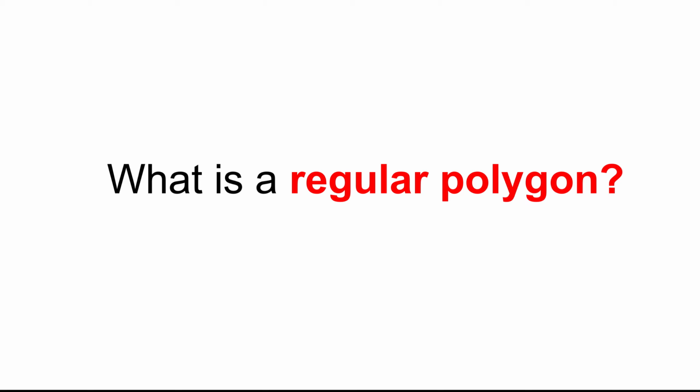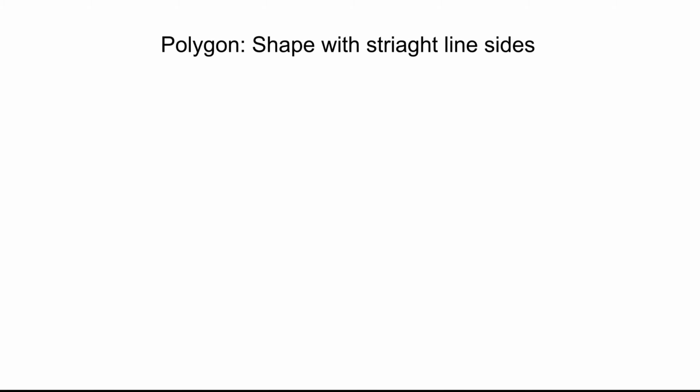What is a regular polygon? A polygon is any shape with straight line sides. Here are a few examples.